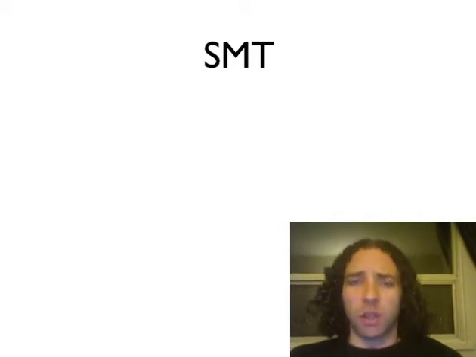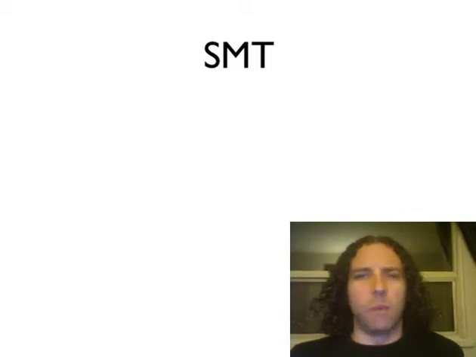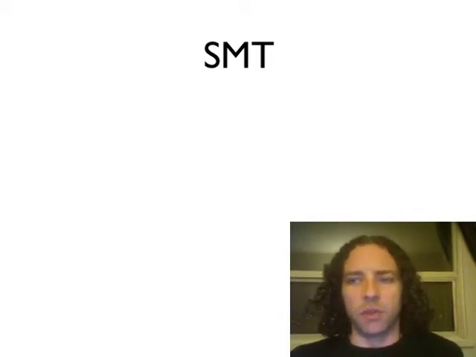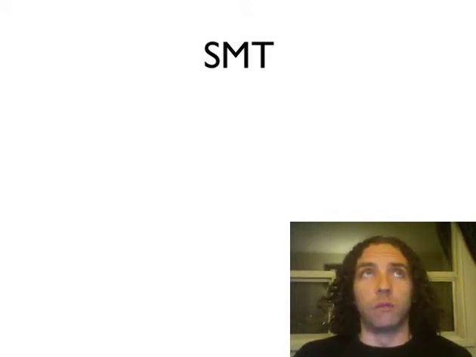So symmetric multi-threading, often just called SMT, is sort of another way of asking how do we maximize what we can do with the CPU resources. And this also keeps coming back to the issue of, well, what do we do with memory?